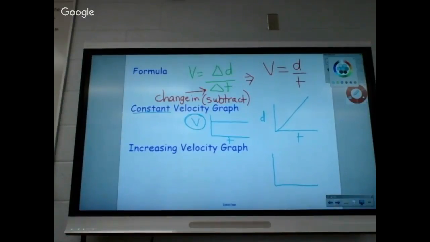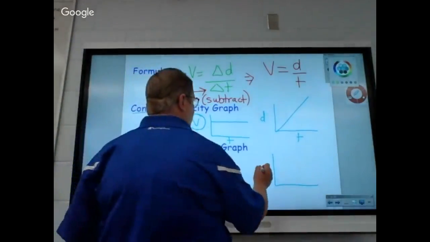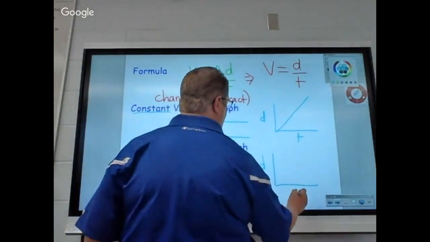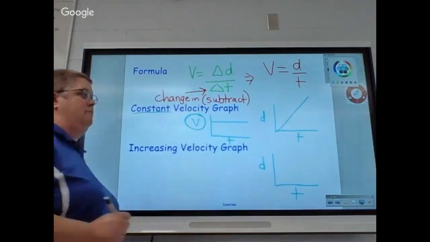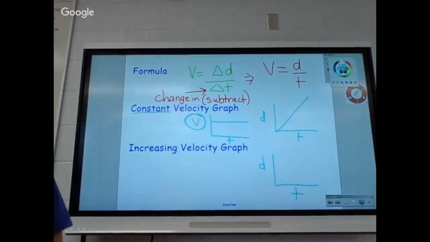Now, to what Jameer just said, if velocity is going to increase, that's going to curve.